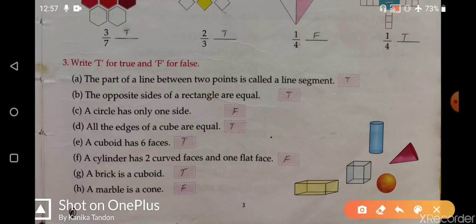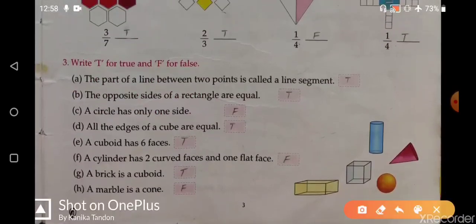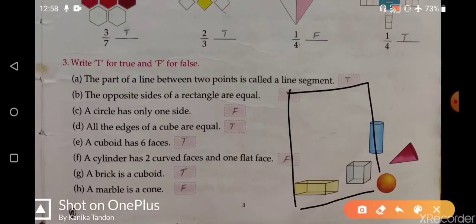These are the 2 points that I have made and a line between them is called a line segment. The opposite sides of a rectangle are equal. This is also true. If this is a rectangle, this side will be equal to this side and this side will be equal to this side. So the opposite sides of the rectangle are equal, while in a square all the sides are equal to each other. This is the difference between a rectangle and a square.